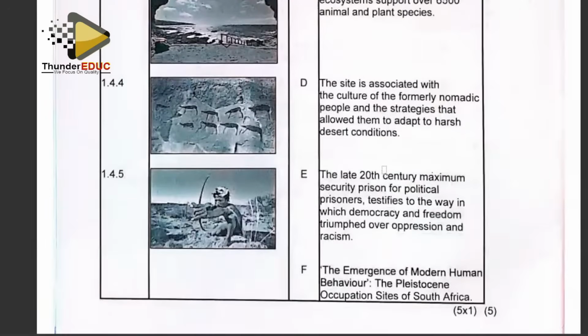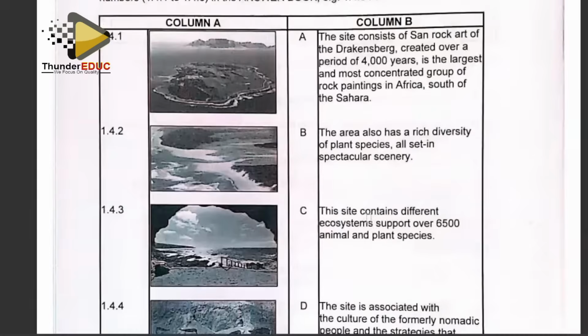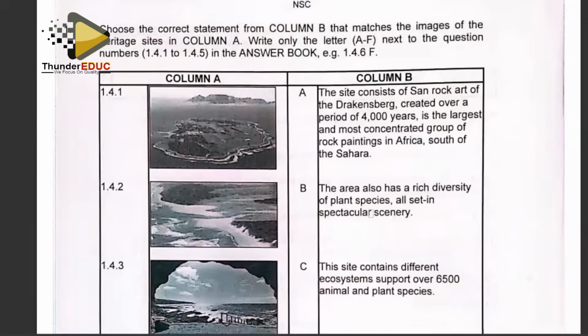The late 20th century maximum security prison for political prisoners testifies to the way in which democracy and freedom triumphed over oppression and racism. That is represented by the letter E. So for this one, this is E. So I'm writing the letter. This is represented by the letter E. All right. Now moving to the next one.